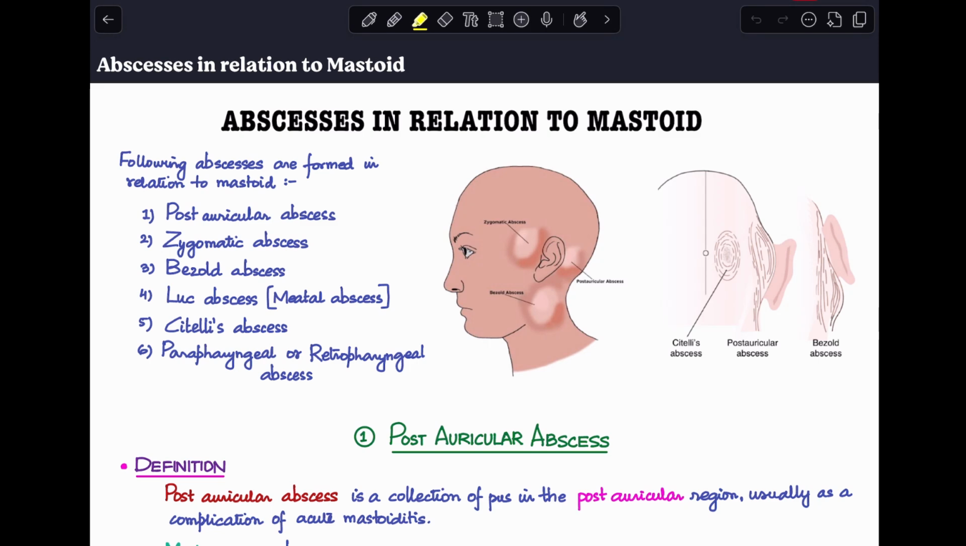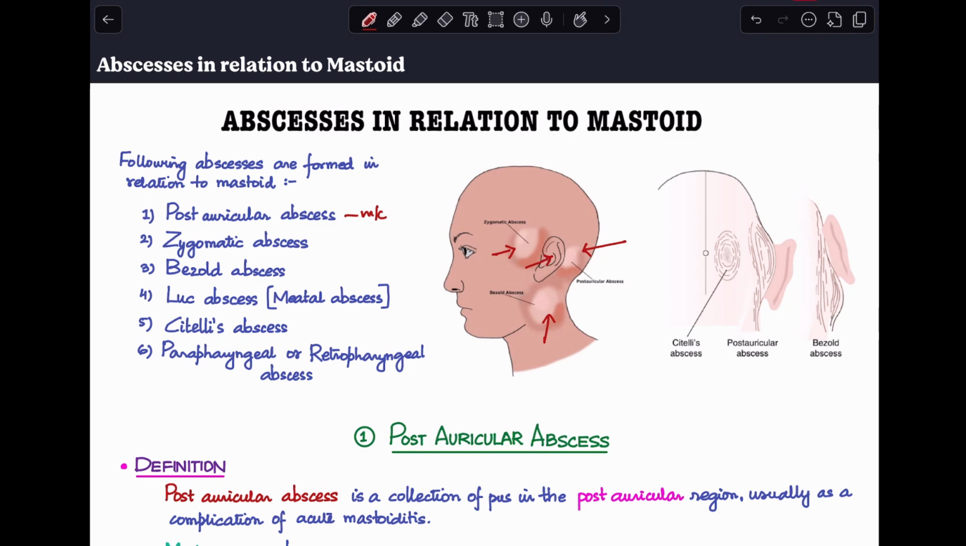So let's get started with our topic. Now, what are the different abscesses that we can see in relation to the mastoid? There are 6 such abscesses. The most common one is a postauricular abscess. You can see in the image over here, this is a postauricular abscess which develops behind the pinna. Second is a zygomatic abscess which develops in front and above of the pinna at the root of the zygoma. Third is Bezold's abscess right over here in the upper part of the neck. Fourth is Luck's abscess, also known as the Meatal abscess, which develops in the external auditory canal.